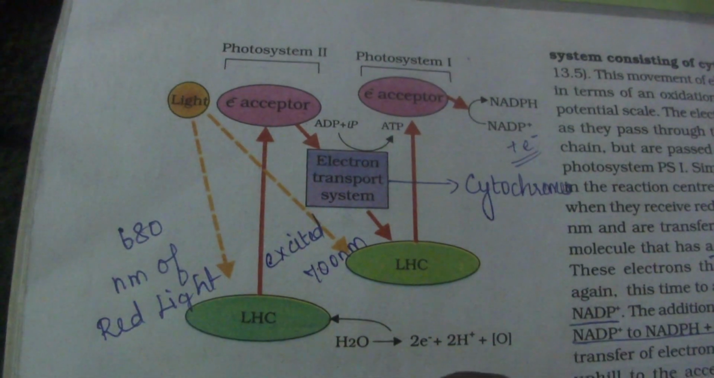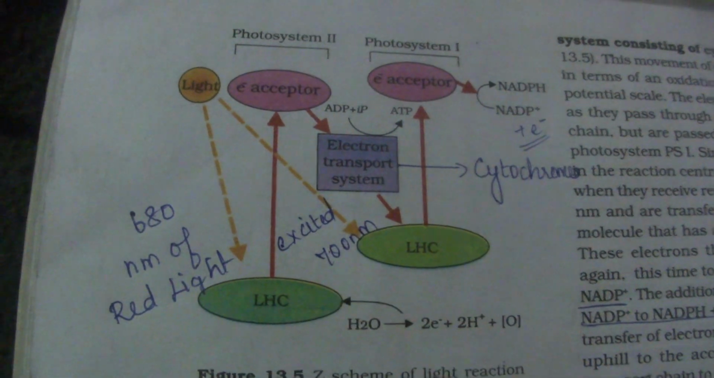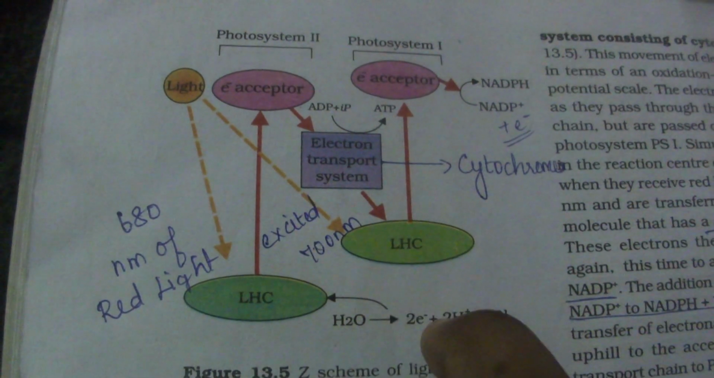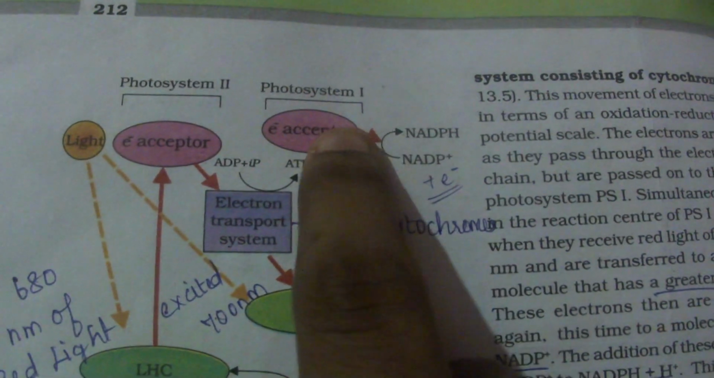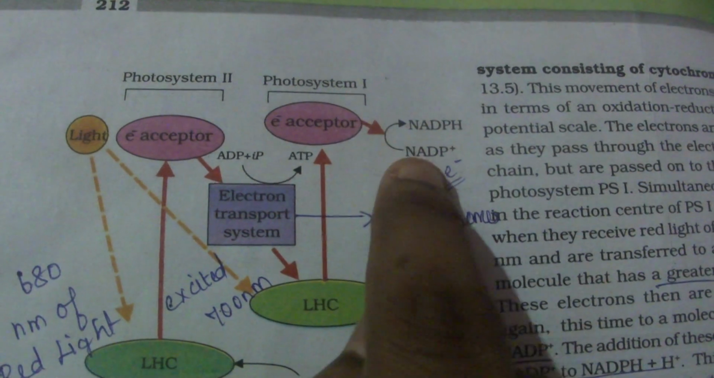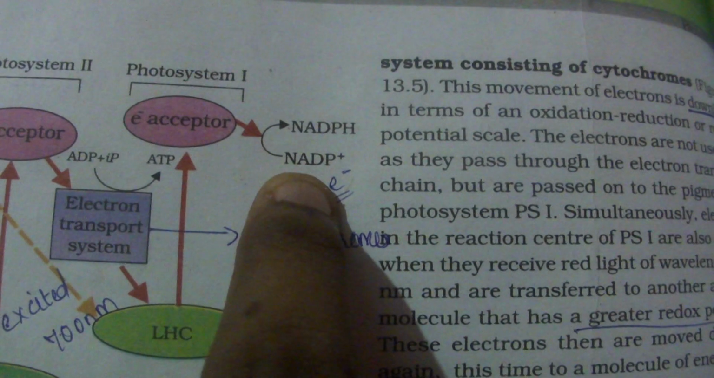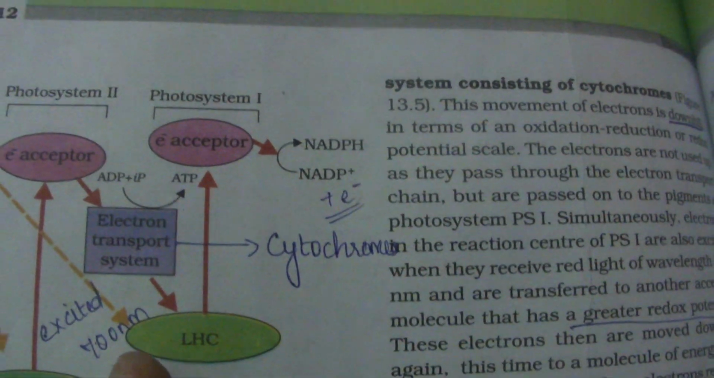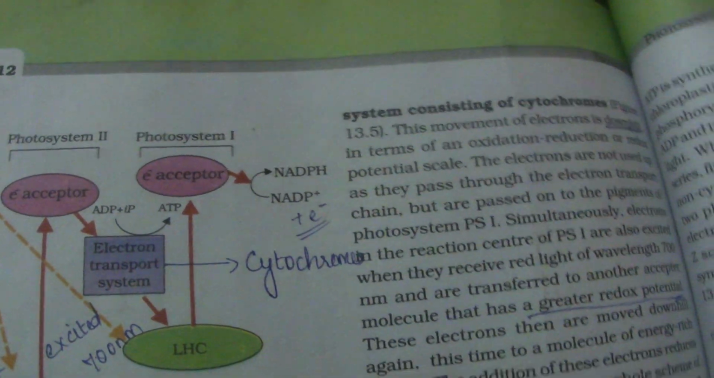We know that photosystem 1 accepts light of 700 nanometers. Just now we saw that. Again the electron gets excited, moves to the electron acceptor, and from the electron acceptor it reaches the NADP plus molecule. Whenever a molecule gains an electron, it gets reduced, right? So it gains electrons and gets reduced into NADPH.